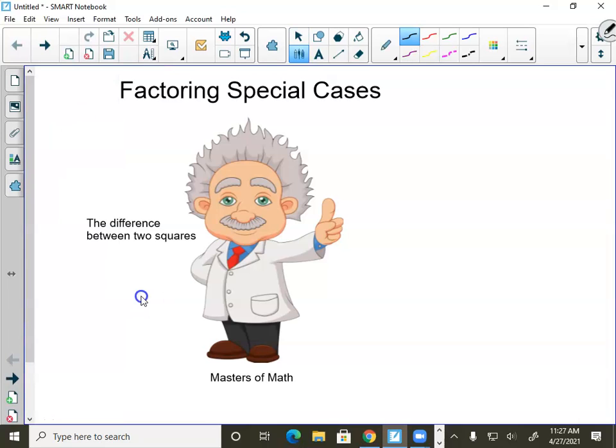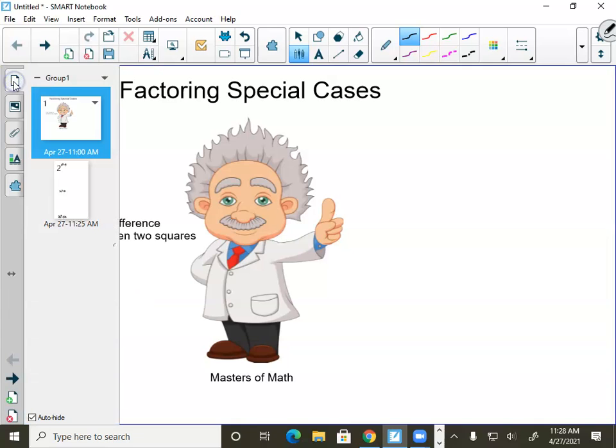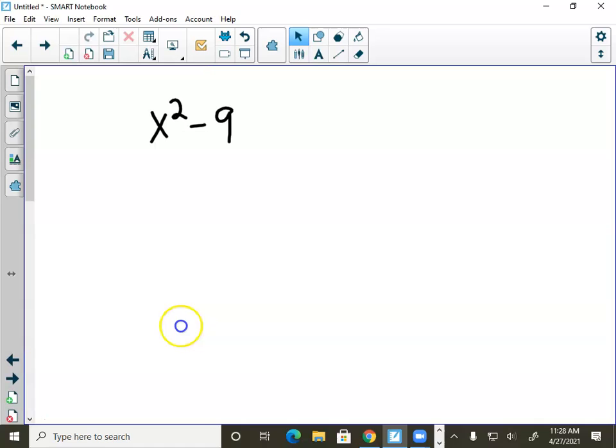Okay, so we're going to be working on factoring today. We're going to factor special cases, and the one that we're going to focus on is going to be the difference between two squares. So let's get to it. We'll see what it looks like.